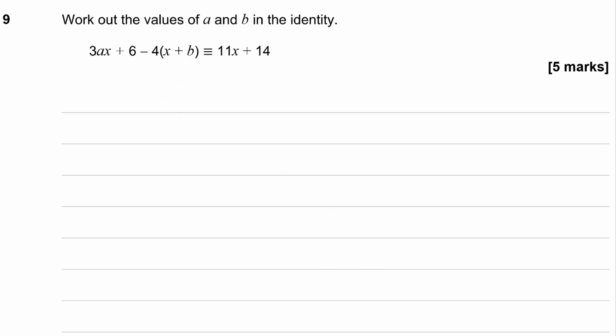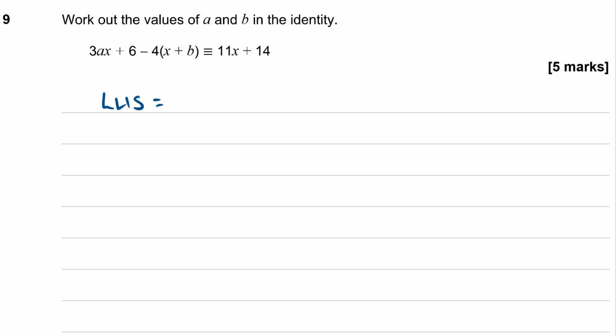Question 9. Work out the values of a and b in the following identity. Okay, so we've got a complicated left-hand side and a little bit more of a straightforward right-hand side, and we need to work out the values of a and b. So basically we're going to be comparing coefficients here, but before we do, let's see if we can simplify the left-hand side a little bit so it's a bit easier to compare.